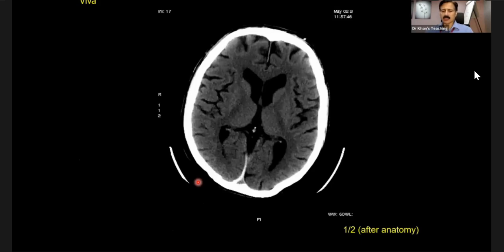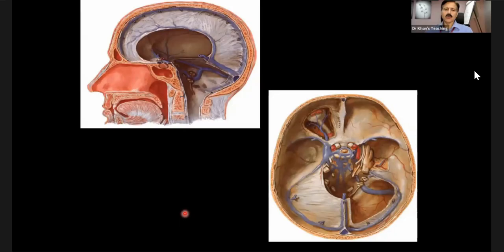Okay, candidate 7. What is this? It's a subdural, posterior parafalcine subdural hematoma. Excellent. So subdural hematomas, a favorite for the exam, subtle subdurals, and you have to understand what will happen. Subdural hematomas cannot cross the midline. They go along the falx. They can go along the tentorium.